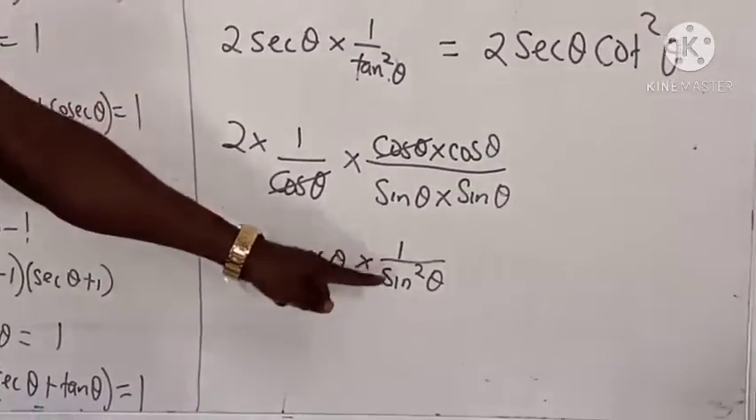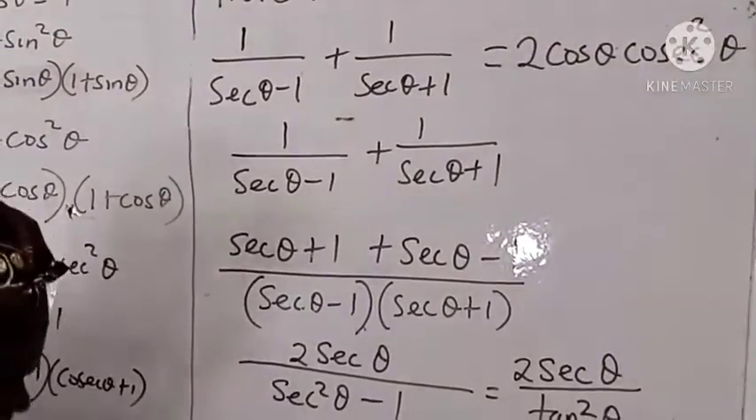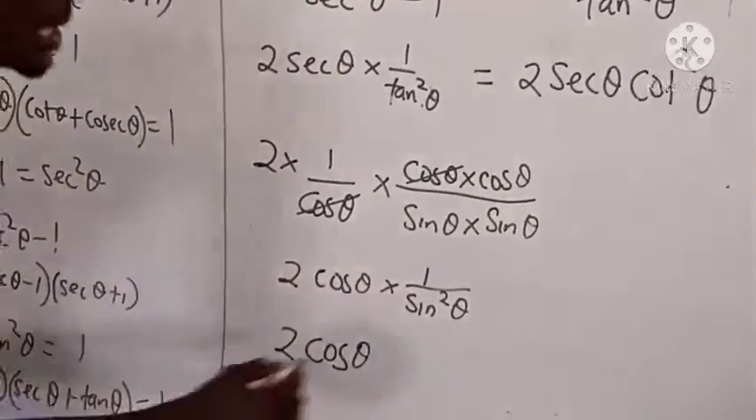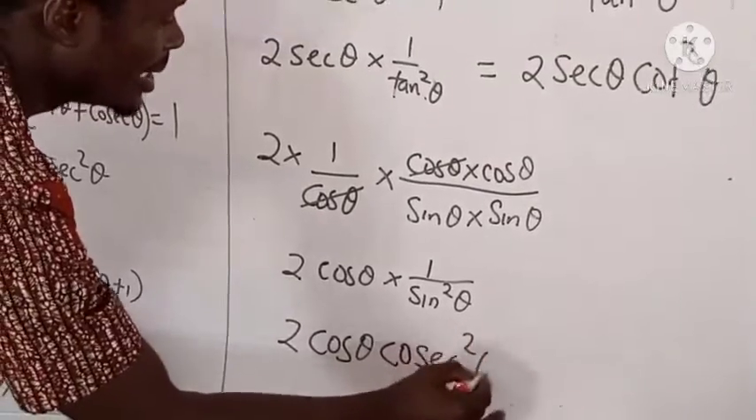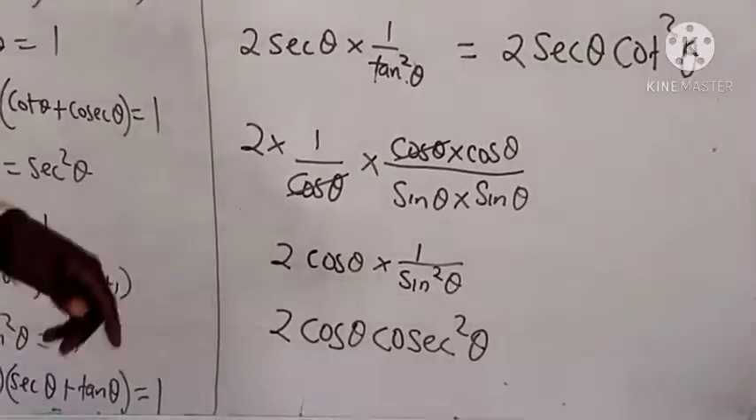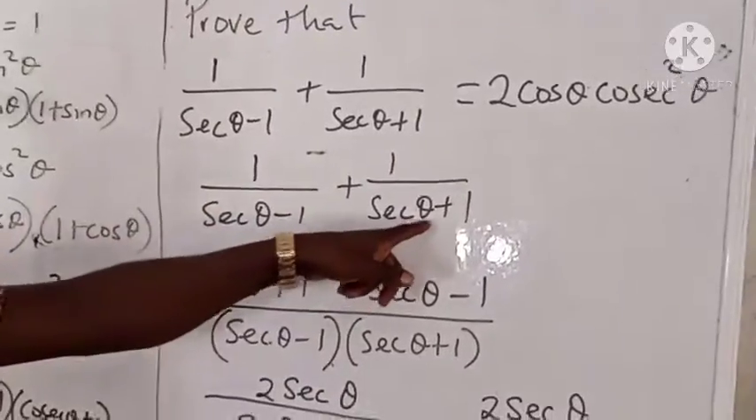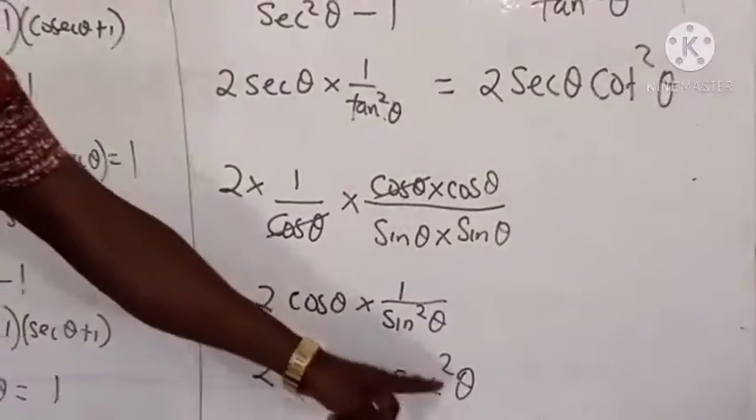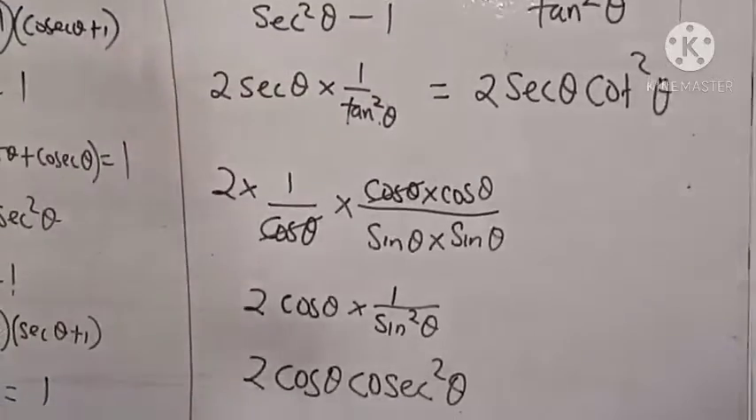We now know the inverse of sin to be cosec. So the work is almost done. It is now 2 cos theta, 1 over sin gives cosec squared theta. We've been able to show that the sum of 1 over sec theta minus 1 and 1 over sec theta plus 1 gives 2 cos theta cosec squared theta. I believe you understand the basic principle.